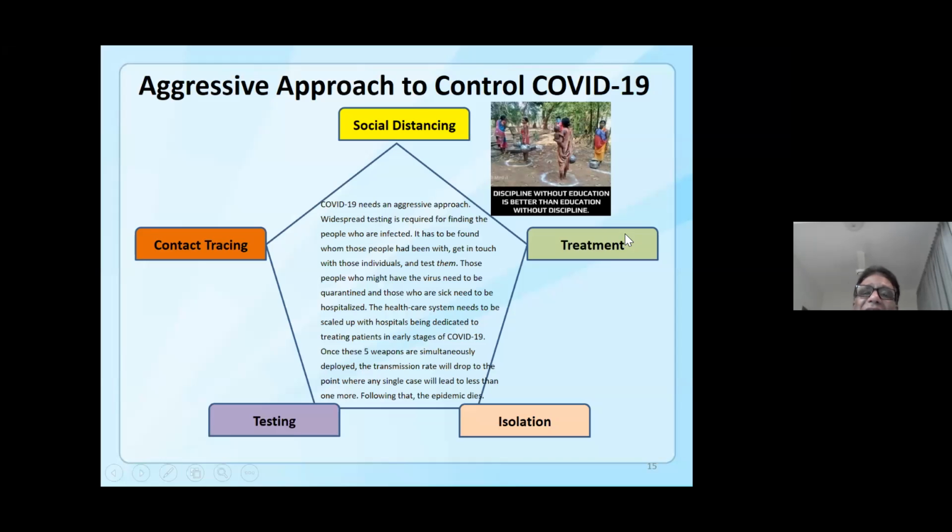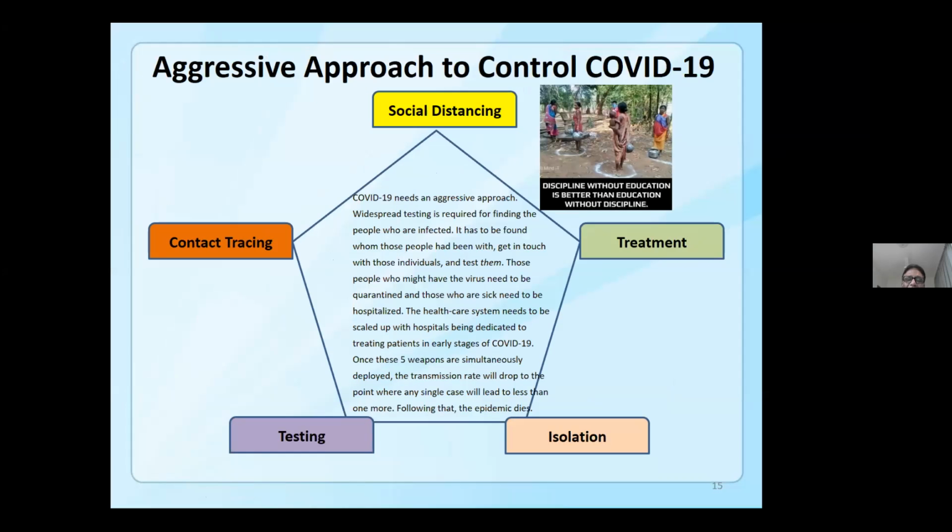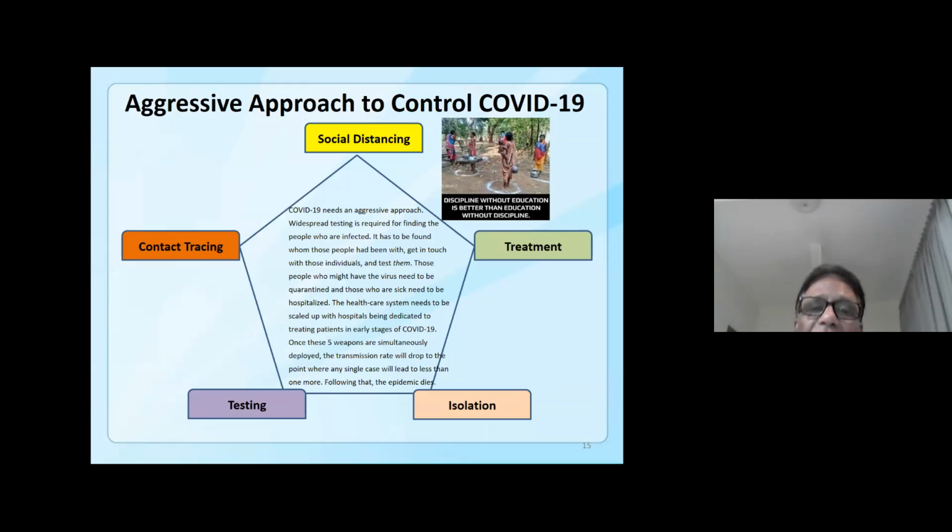So what's an aggressive approach to control COVID-19? I think it's these 5 major strategies, or 5 pronged attack on COVID. An aggressive approach would include social distancing. Many of you know what social distancing is. Contact tracing. So every case that you find, every positive, you try to dig deep into all the contacts and the contacts of those contacts, and you try to find out and test them, whether they are positive. Then testing is also an important part of this strategy.